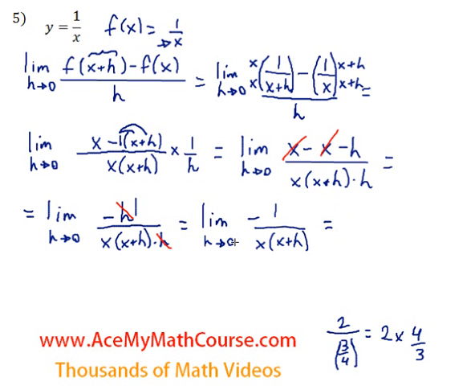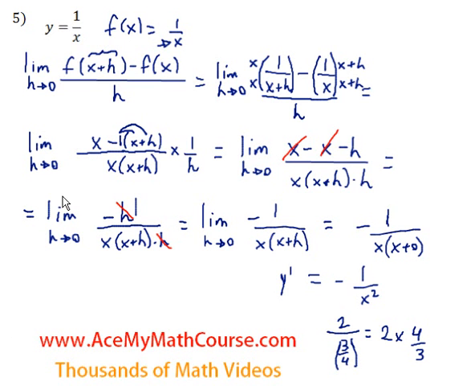At this point, I can actually plug the 0 in for h, because I will no longer get a 0 down below. So we have negative 1 over x times x plus 0. Fantastic. So we have negative 1, x times x is x squared. X times 0 is just 0, so I don't need to write it. And over here we already have the answer. Y prime is negative 1 over x squared.